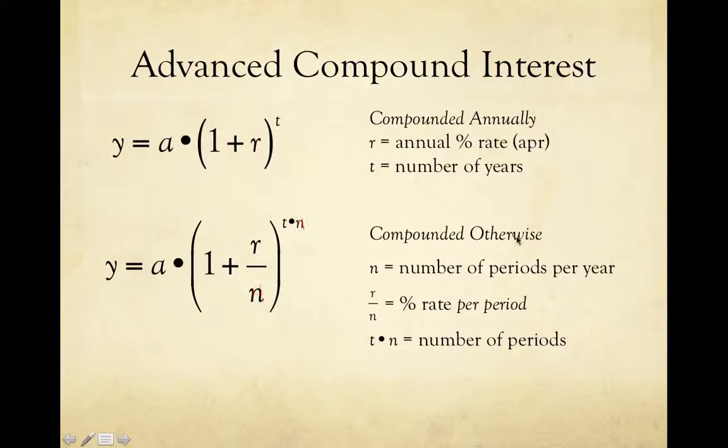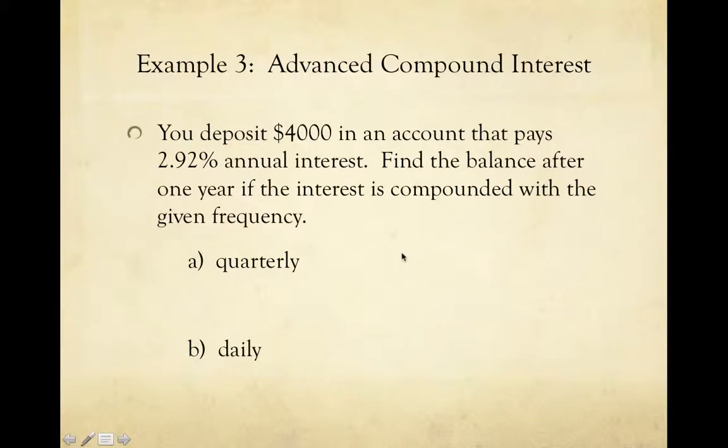Okay, so let's take a look at an example of that. It says you deposit $4,000 in an account that pays 2.92% annual interest. Find the balance after 1 year if the interest is compounded with the given frequency. So we want to figure out quarterly, and then we want to figure out daily.